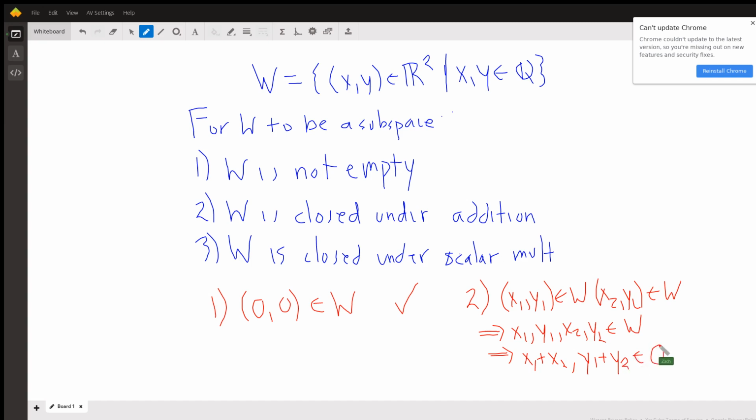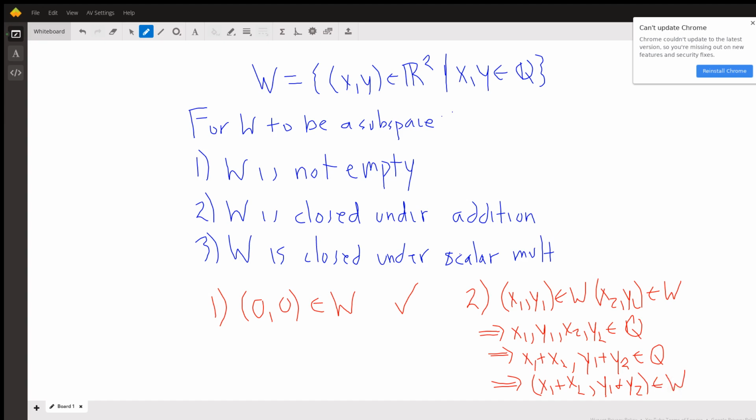those are rational numbers. Oh, I have a typo right here. This should be the rationals. It's not Q. Excuse me. Okay, so this tells us that when you add these things together, you get an element that's in W. So W is closed under addition.